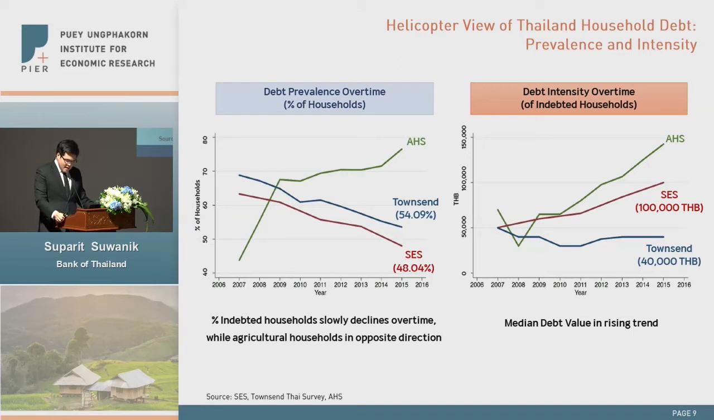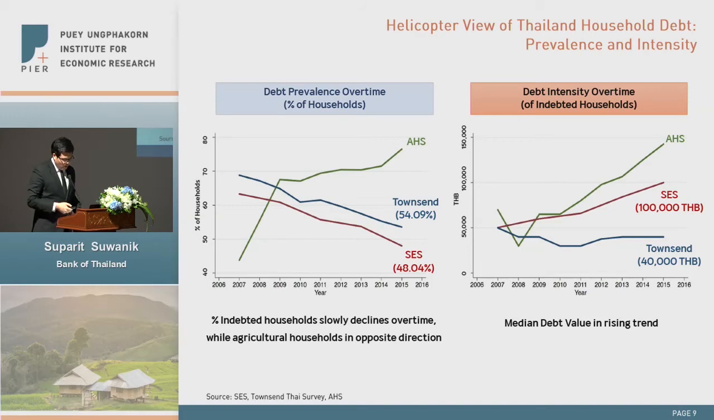So looking at the percentage of indebted agricultural households, we need to have an apples-to-apples basis. So we should take a look at the households that are agricultural households in the 1,000 Thai survey and the SES as well. So let's take a look here.